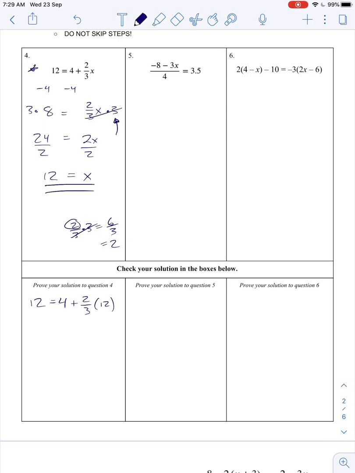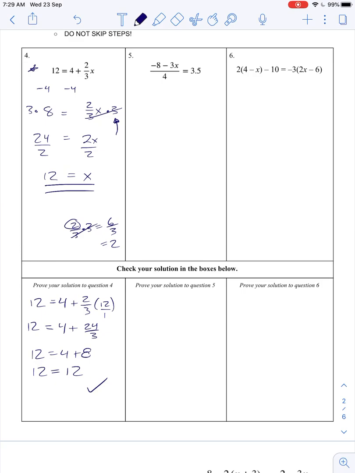And I just work it out and see, does the left side, 12, equal the right side? So that's 4 plus 2/3 times 12 is 24 over 3, because remember, that's like 12 over 1. Well, that's going to be 4 plus 8, and what do you know? We end up with two numbers that are equal, which tells me it's the right answer.